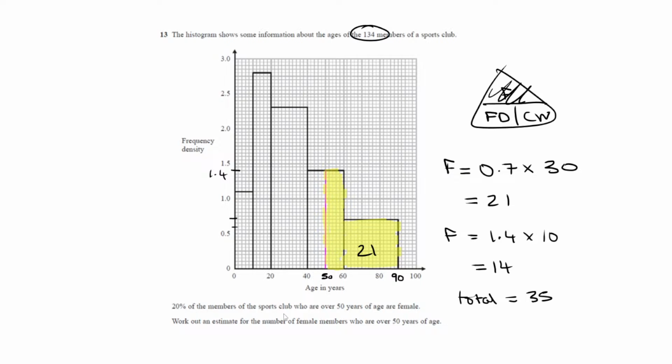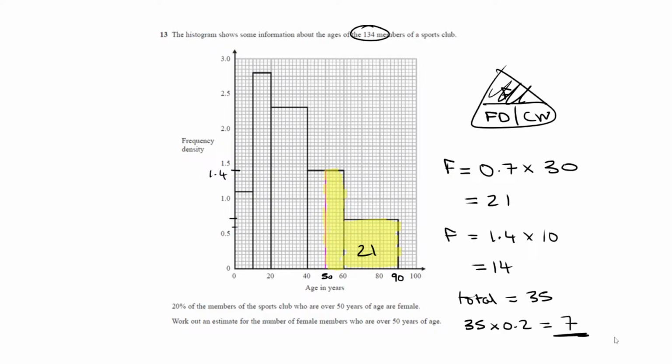Now they've said 20% of that number are female. So they said how many are female. Well, I just need to work out 20% of 35, which, because it's a calculator question, I would just multiply by the decimal. You work it out however you want, as long as you get the same answer. And I think that should give us 7. Yes, 7. So that would be your answer.